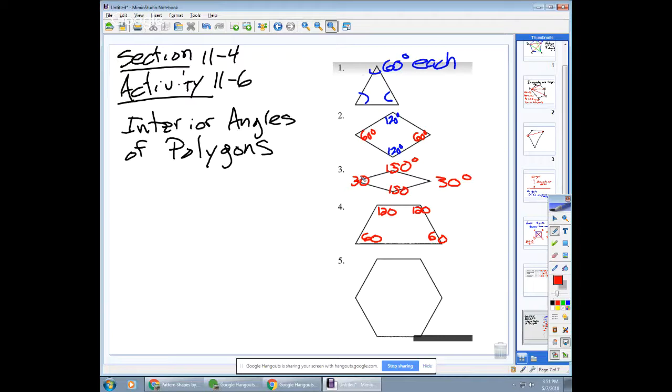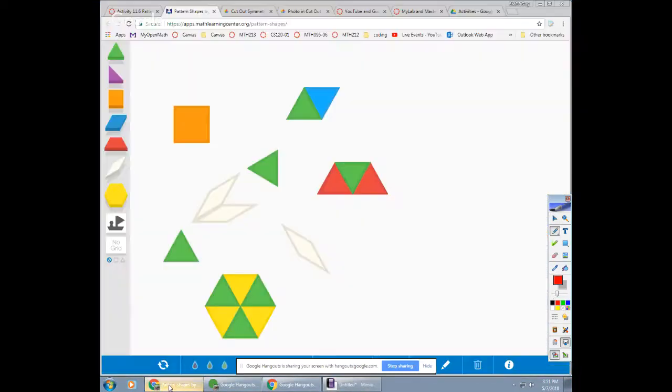Anyone get to the hexagon yet? What do you think it is? 160. Not 160. What you got? 120. Yeah, it turns out it's 120 all around. And one reason I got that is I noticed that I can fill this with green triangles. And 2 green triangles, when they meet tight, form 60 and 60, which is a 120 degree angle.